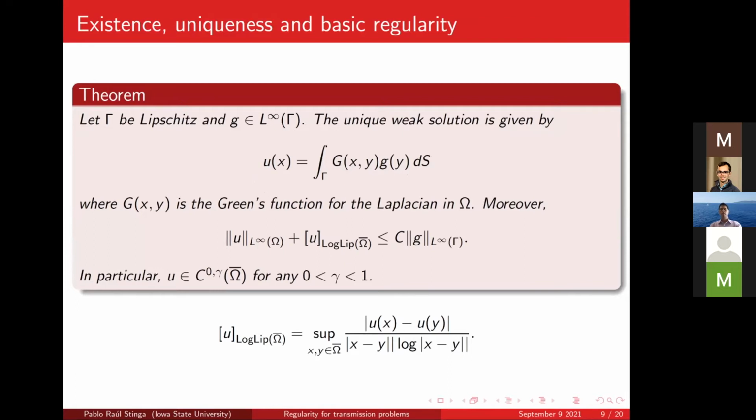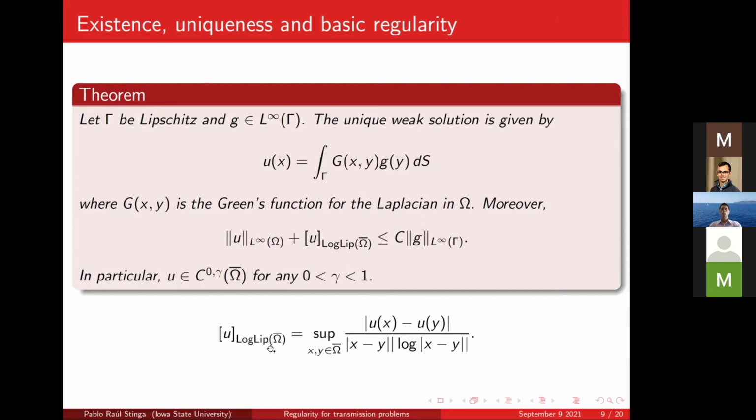And from using this formula, one can check that U is bounded and U is log Lipschitz, also with an estimate depending on G. Log Lipschitz here means that this seminorm is finite. So in particular, if this seminorm is finite, then U is Hölder continuous of order gamma for any gamma less than 1. Okay? So existence of a weak solution, a solution in the sense of distributions, follows from using the Green's representation formula. Okay, so now that we have a weak solution, the solution is only Hölder and log Lipschitz.